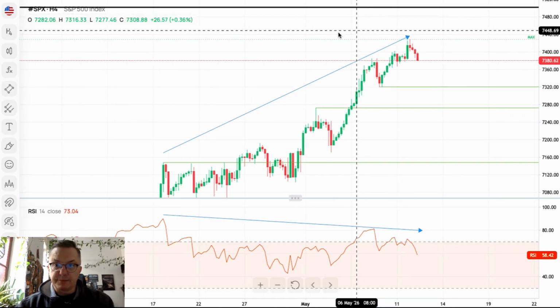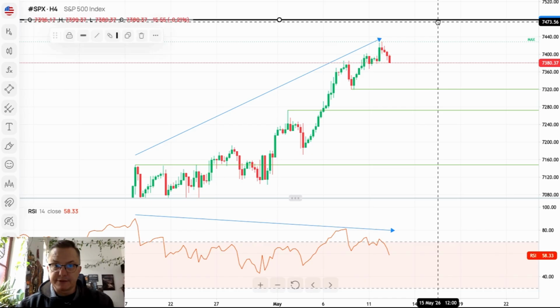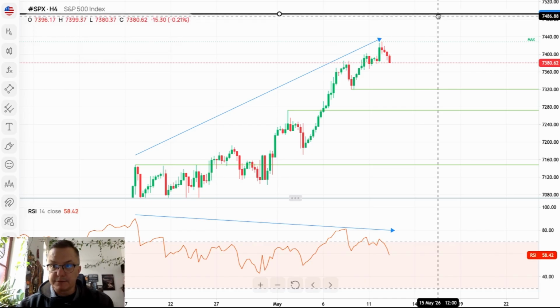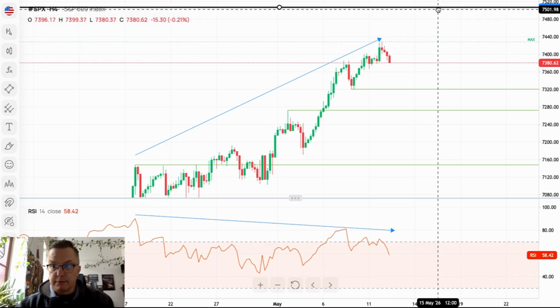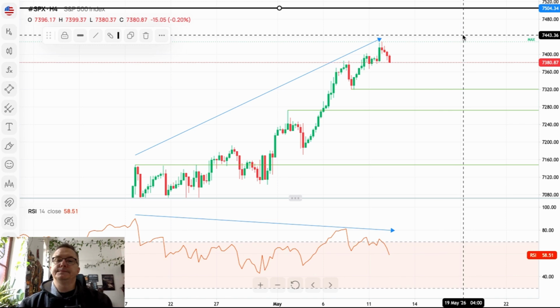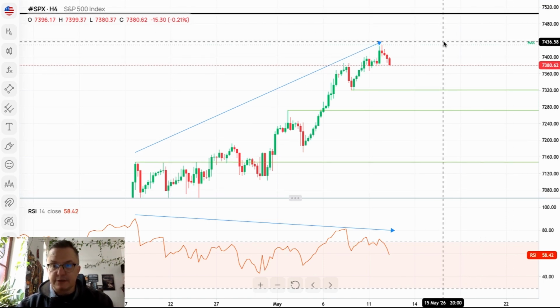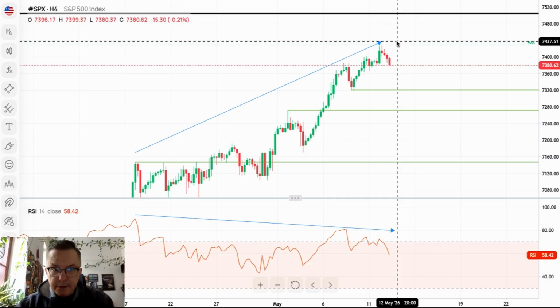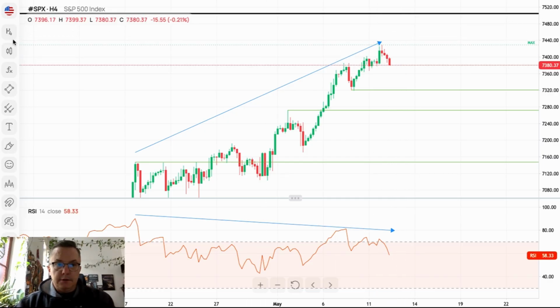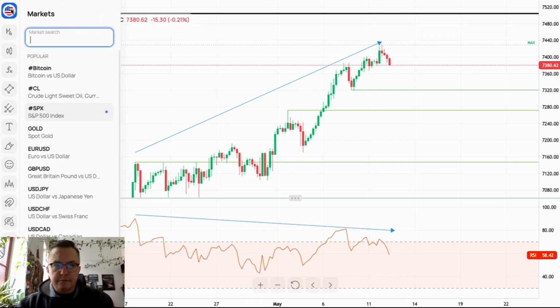Our target was a psychological level of 7,500. Let me just place it yet again, but it was never hit so far. Nevertheless, it doesn't actually mean we will not go there, right? Because S&P 500 keeps moving higher.